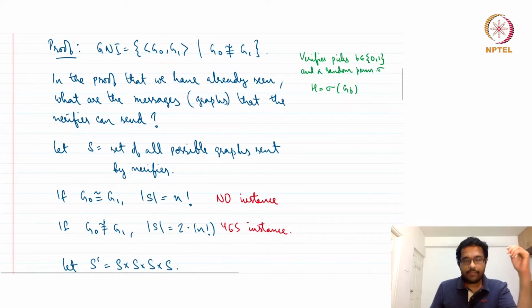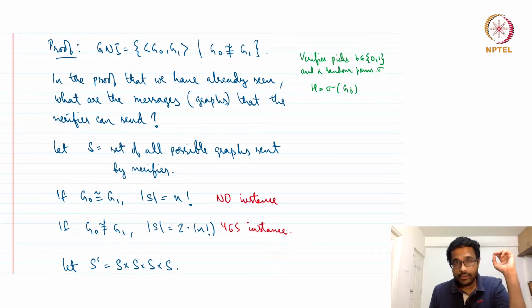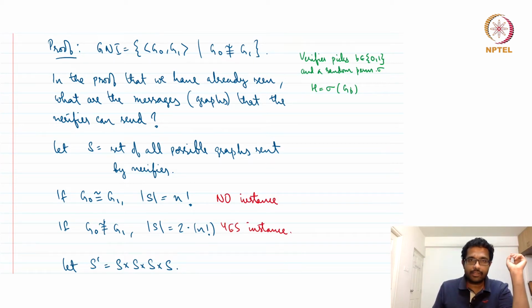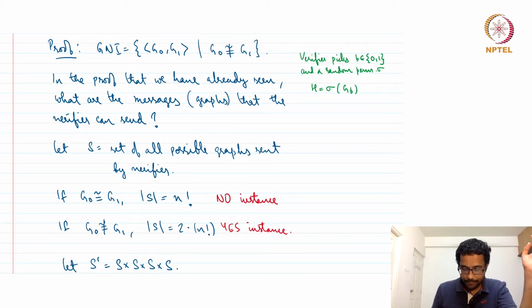Let S be the set of possible graphs that the verifier could have sent. Now, if G0 is equal to G1, which means it is a no instance, G0 is isomorphic to G1, which means the graphs are isomorphic. So it's a no instance for the graph non-isomorphism problem, because graph non-isomorphism is a language. In that case, G0 and G1 are the same graph.